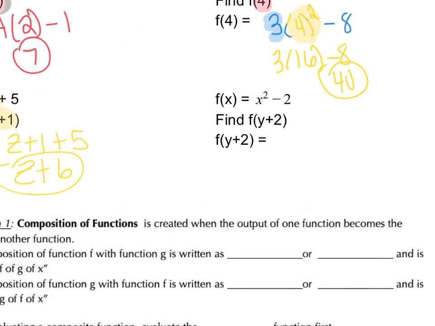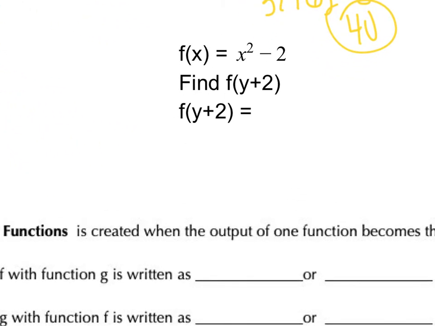Okay. Over here, again, we're getting a little bit more difficult with evaluating. I have x squared minus 2. I want to find f of y plus 2. What that's saying is anywhere I see an x, I'm going to take it out and put y plus 2 in its place. So I'm going to say y plus 2 squared, because I'm taking out x and putting y plus 2 in its place, minus 2.